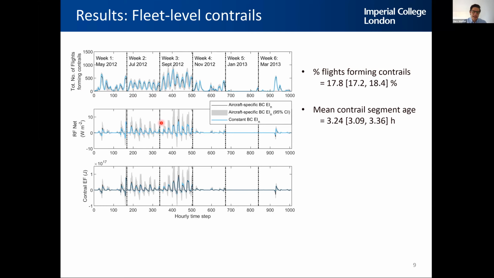The gray area represents the confidence interval. The blue line represents an estimate if we were to use a constant emissions index. And you can see that it lines up pretty well with the black line, which is using aircraft-specific emissions indices for black carbon particles. So the net RF is positive, which means it's an overall warming effect. And then the total contrail energy forcing is of the order of 5 × 10⁻¹⁸ joules.